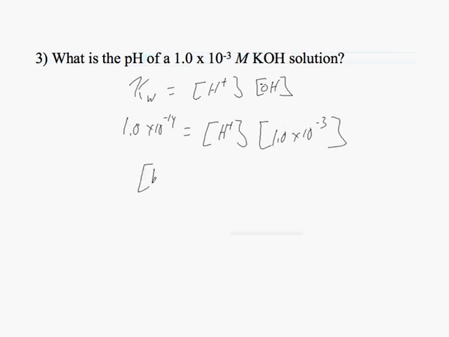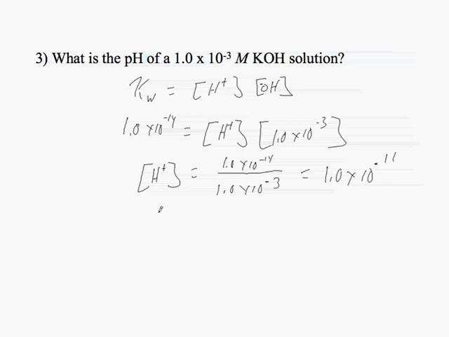When we solve this for H plus, we'll have 1.0 times 10 to the negative 14 divided by 1.0 times 10 to the negative 3, which is equal to 1.0 times 10 to the negative 11. So the hydrogen ion concentration is 1.0 times 10 to the negative 11.